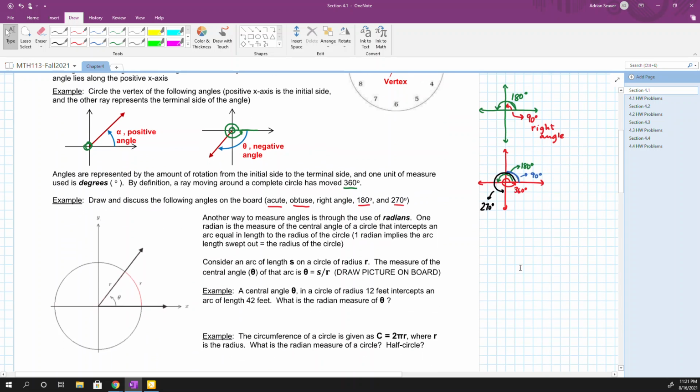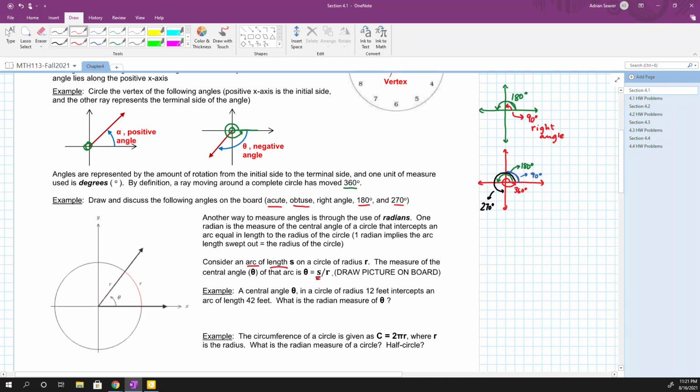Another way you can measure angles is through a different way of measuring. It's called radians. Now, a radian is a measure of a central angle of a circle that intercepts an arc length that is equal to the radius. So what it really gets to is the radian measure is a ratio between S here. Let me change colors back here. That S is considered your arc length.